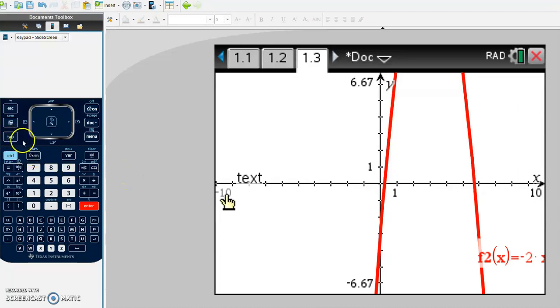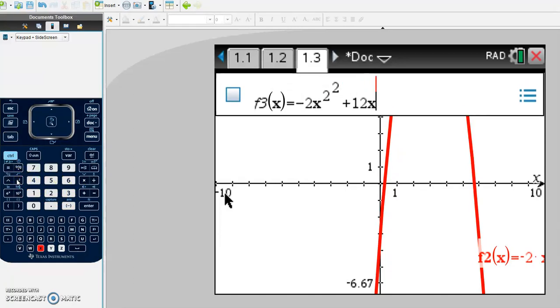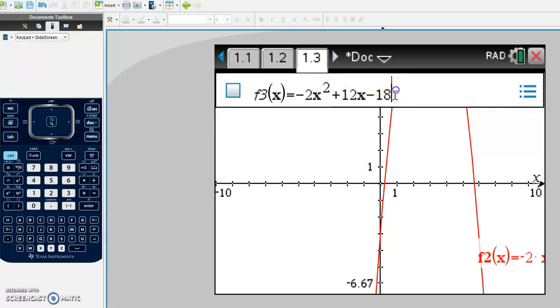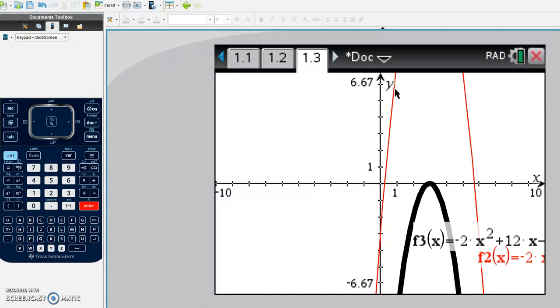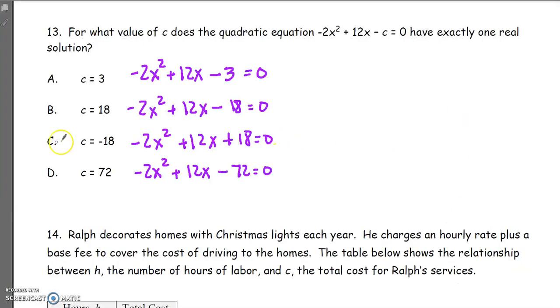So I'm going to keep it on the same graph. I'm going to add tab. So now I have another place to put my next equation. So negative 2x squared plus 12x minus 18. And let's hit, oh, excuse me, what's going on here? Sorry. Okay, how's that? Negative 2x squared plus 12x minus 18. Enter. Okay, so can we see right here that it has one real solution? So that was B, so it looks like B is going to be the correct answer. Okay, so we said B would be the correct answer, right? Okay, nice job.